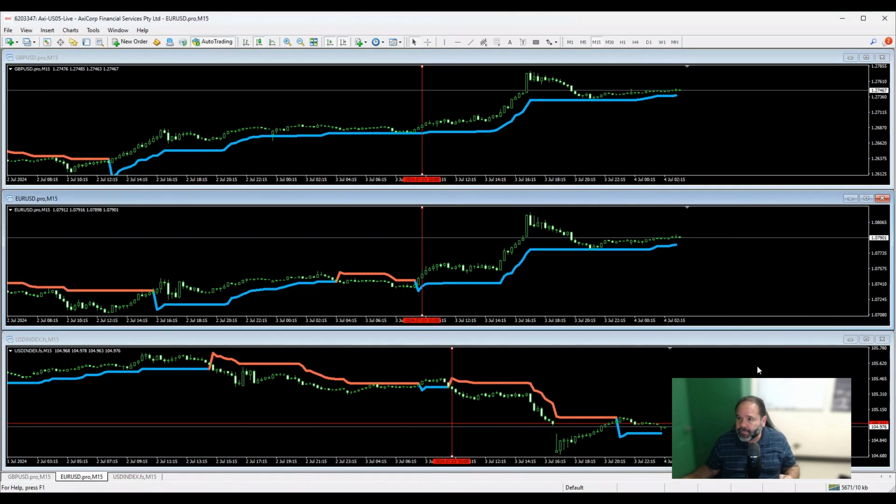So the percentage of winning is very high in this one. When dollar index is down, the euro and GBP go up, right? Yes, correct. They're negatively correlated. Yes. So now let me show you another one right here.